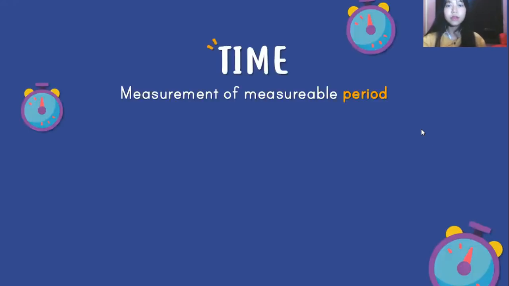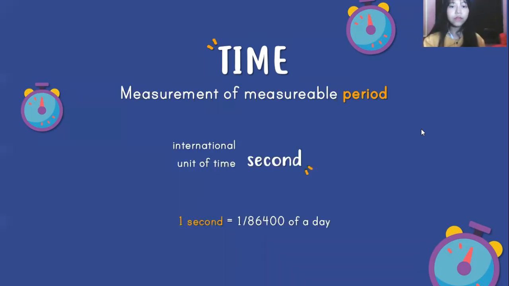Now the last base quantity that we're going to learn is time. Basically, time is the measurement of a period. And as I mentioned before, that the international unit of time is second. And the fun fact is that 1 second is equal to 1 per 86,400 of a day.